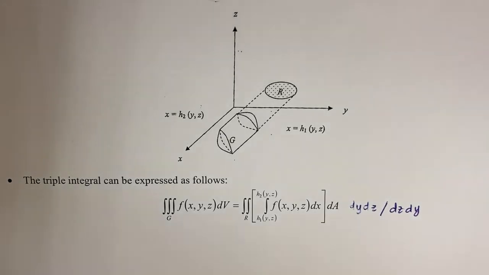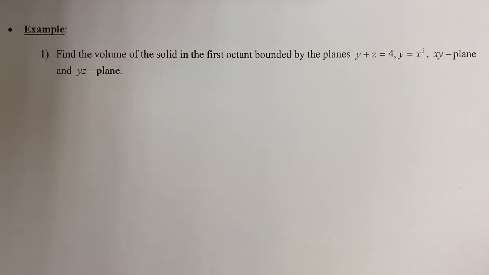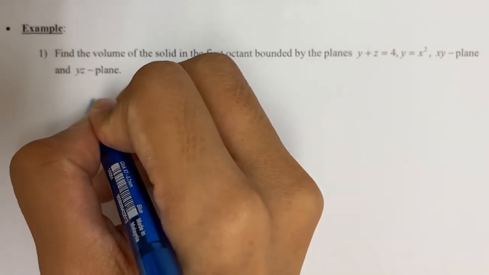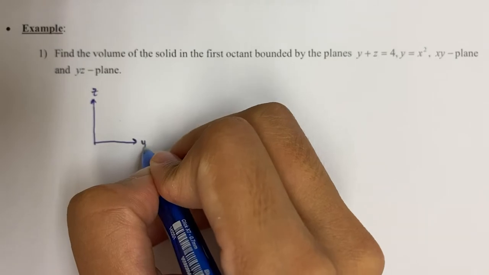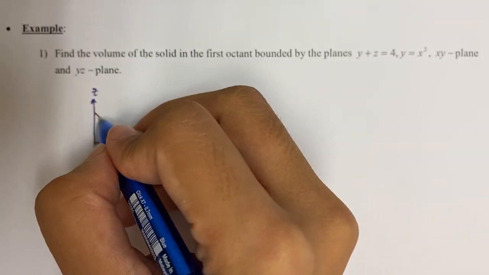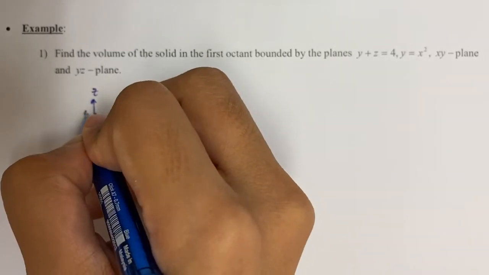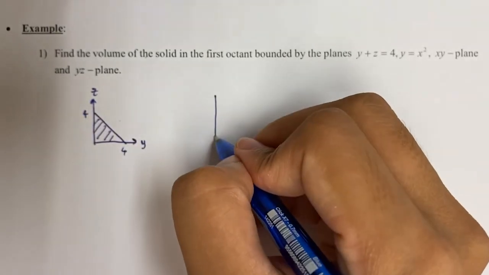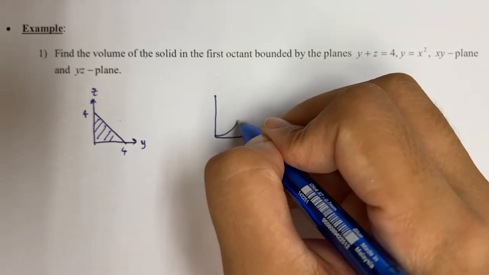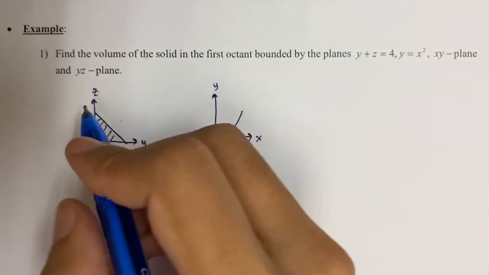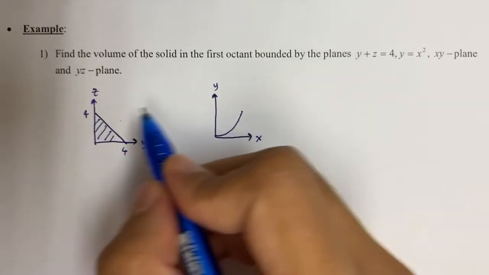Type 3 region. We have a few examples here. For the first example, find the volume of the solid in the first octant bounded by the planes y plus z equal to 4 and y equal to x squared. First, we have z and y. y plus z is equal to 4. We have this region. And y equal to x squared. This is yx, the XY plane and the YZ plane.